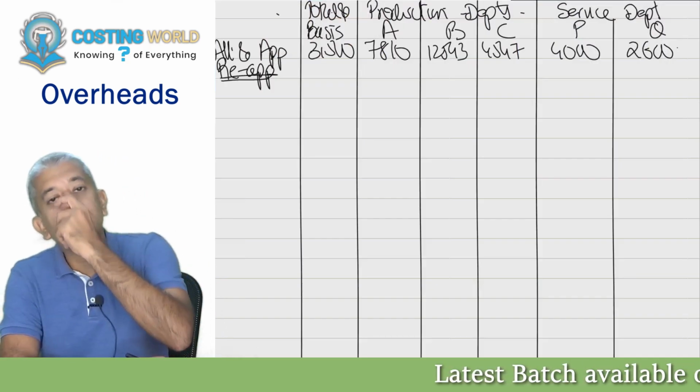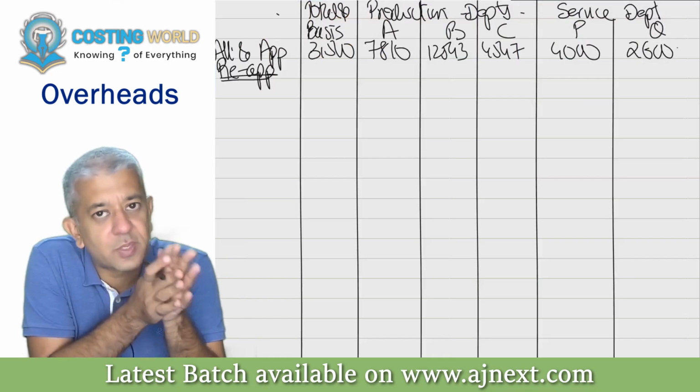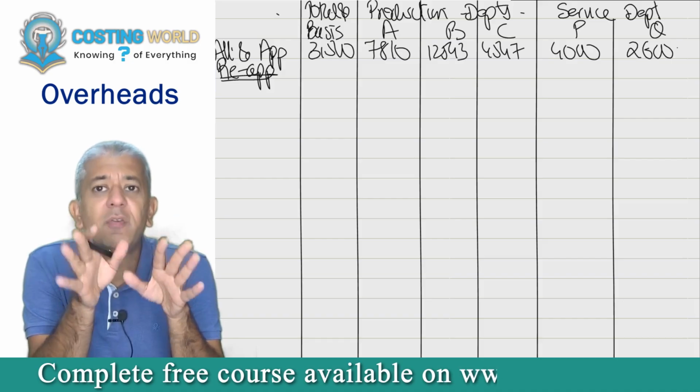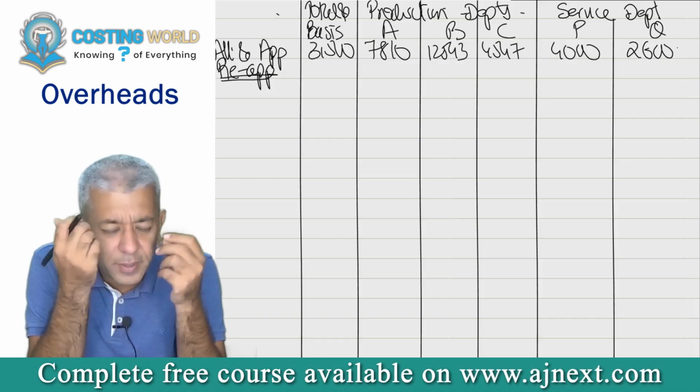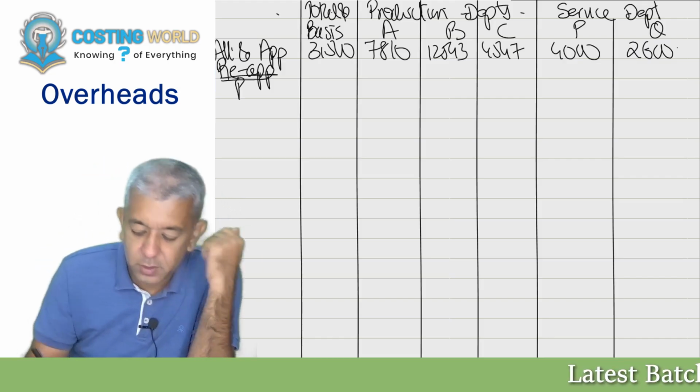Listen, reapportionment. Now, in any case, it's a question on the reciprocal method. You can start from anywhere, the complications will be the same only. Where would you like to start? P or Q? You tell me any name. P. Okay, so write down P over here.